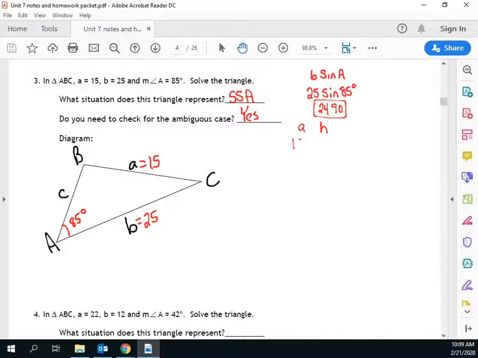So A is 15. And you said it's less than. Since it's less than, that tells us that there is one triangle. And so now we go ahead and do the work. Because 15 is less than h, the height, we go ahead and say there's one triangle exists. And so we dive right in.